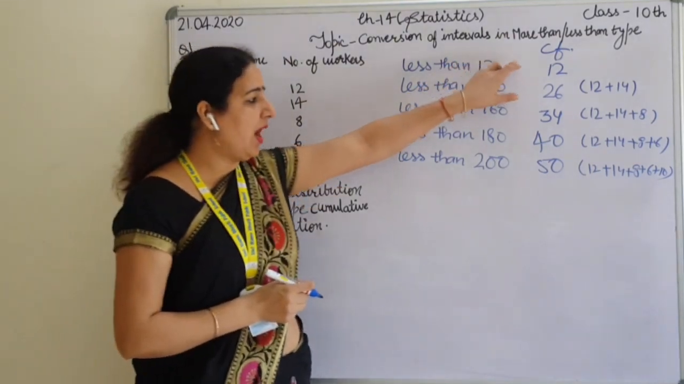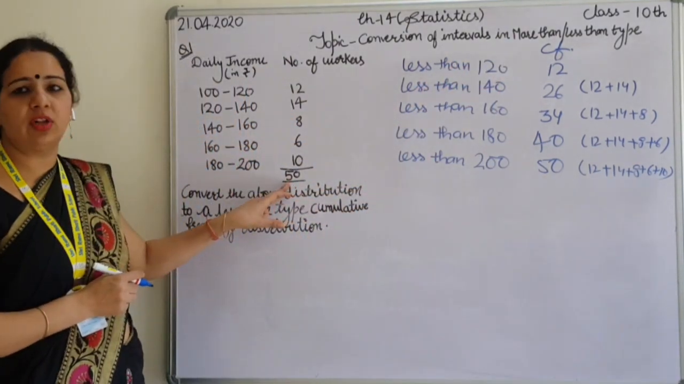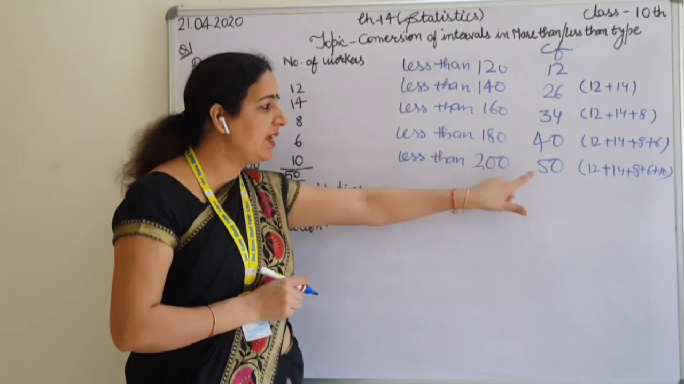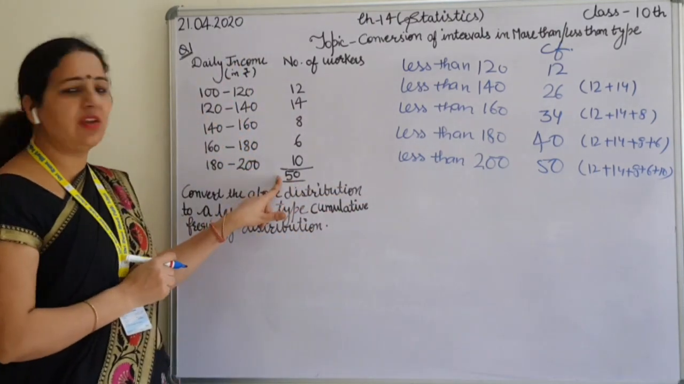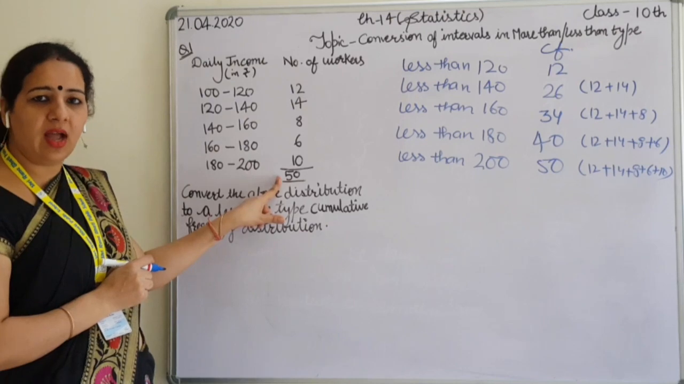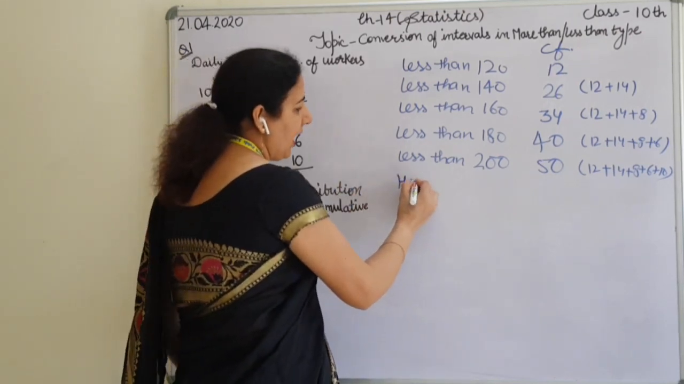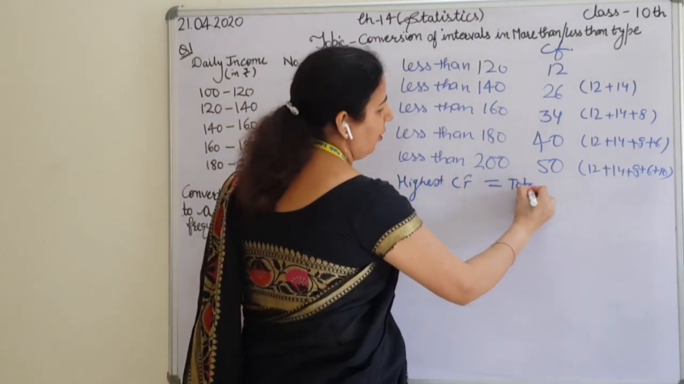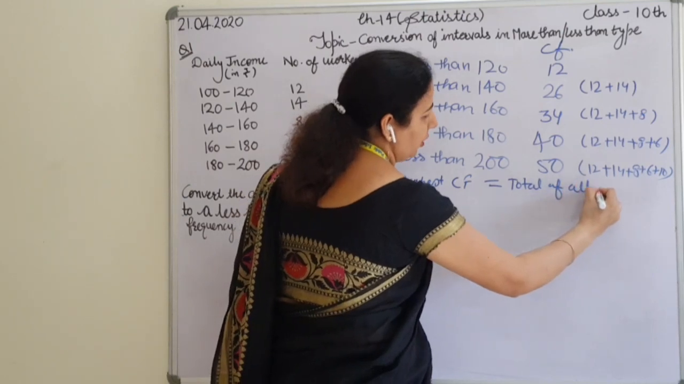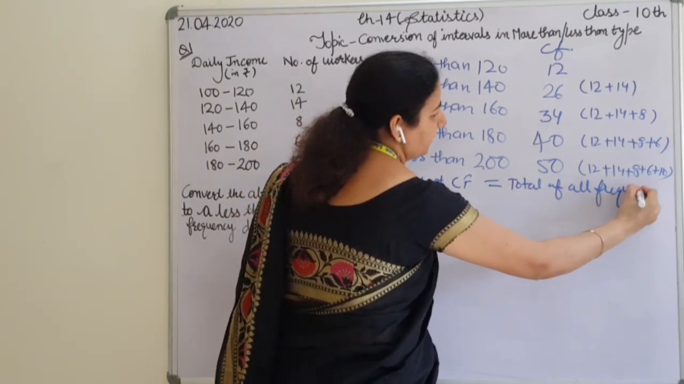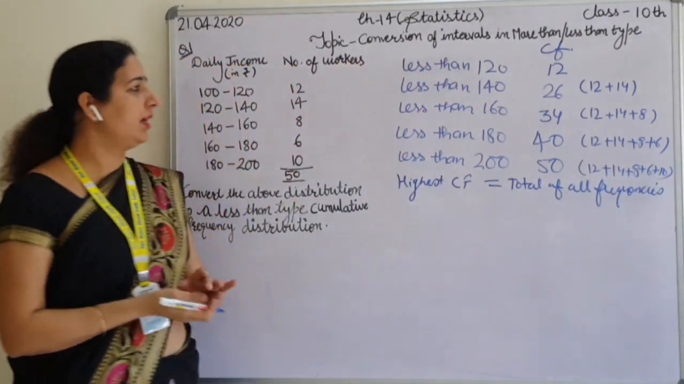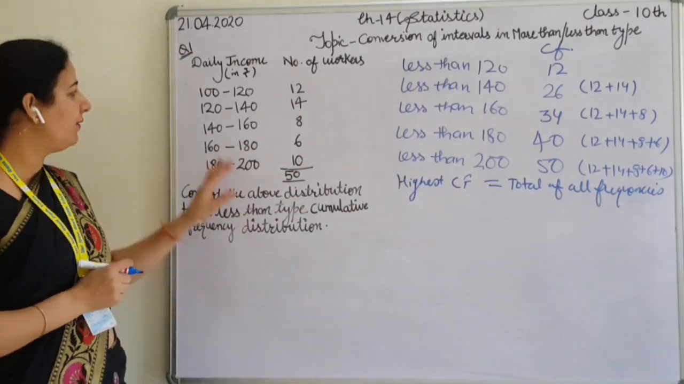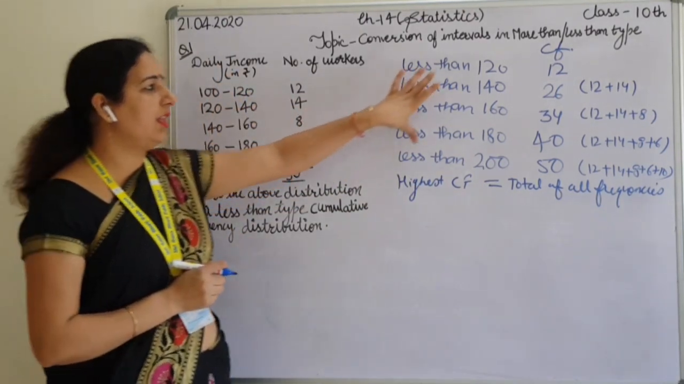If you want to check whether your calculation is correct or not, the highest CF will be the total of all the frequencies. I am writing here, highest CF is always equal to the total of all frequencies. So here I have converted the intervals into the less than type. And how have I converted? I just have taken the upper limit with the less than word.